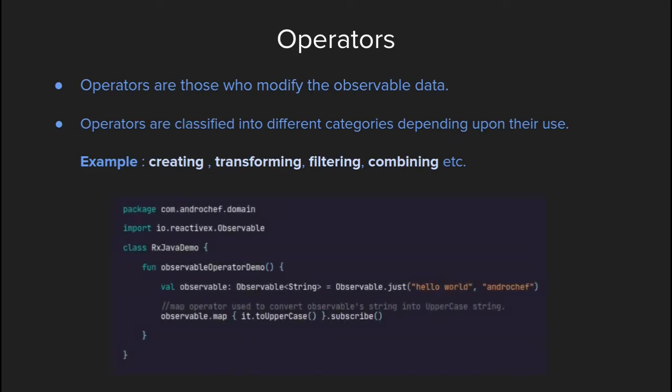As you can see, I have one observable which emits the type string, and it is emitting two values. The first one is hello world and the second one is Androchef, and we are using the map operator here to convert all these lowercase strings to uppercase. When the data is emitted, both values will be printed as uppercase. That is how you use the map operator. This is the basic example of an operator. We'll see the actual implementation in the next videos.